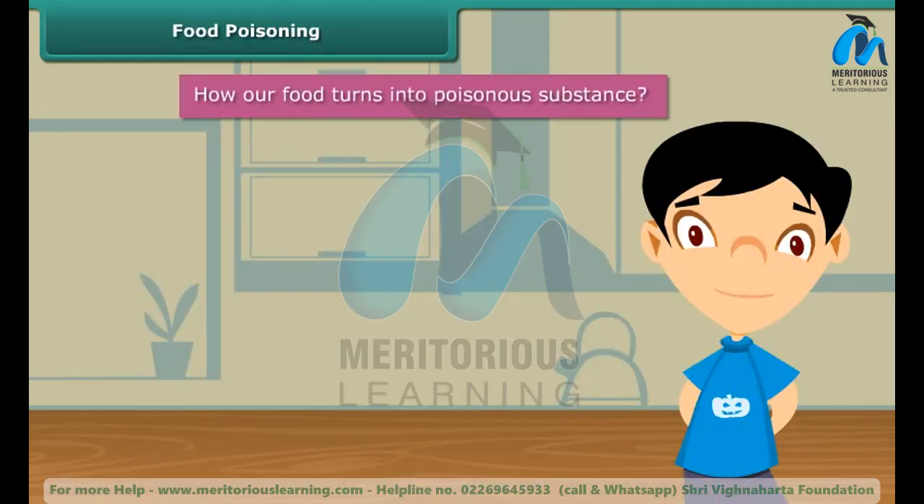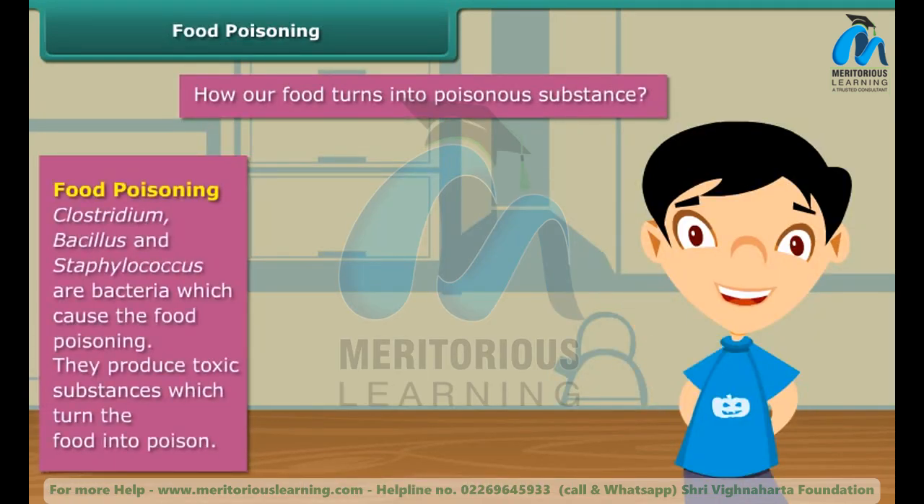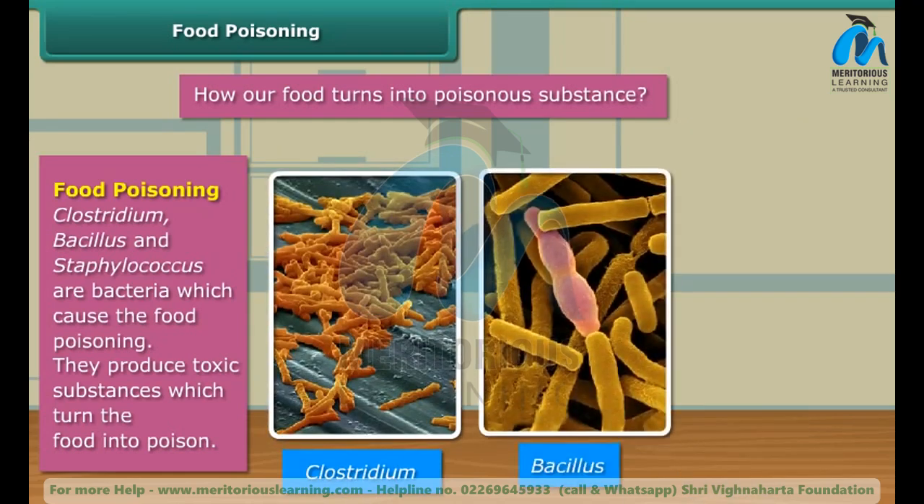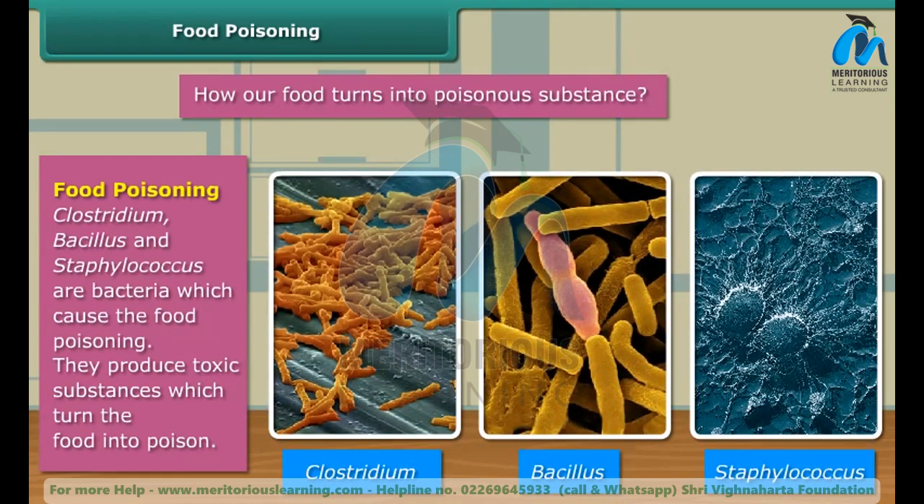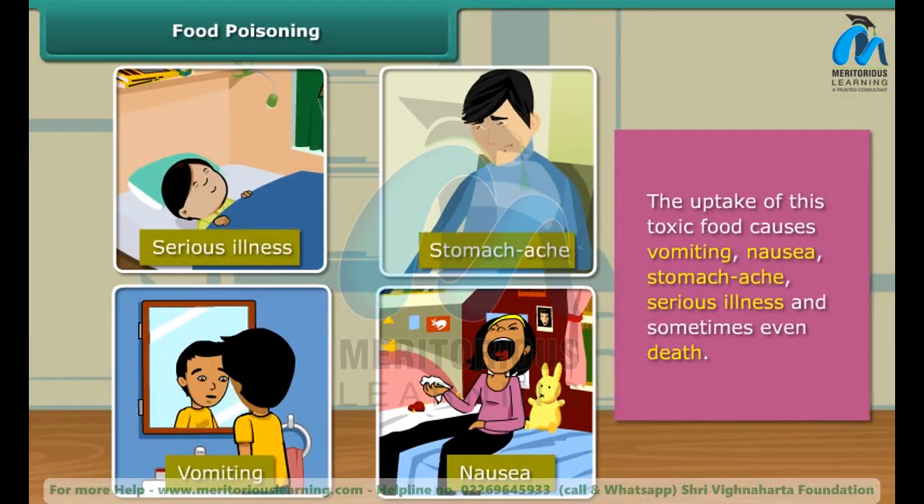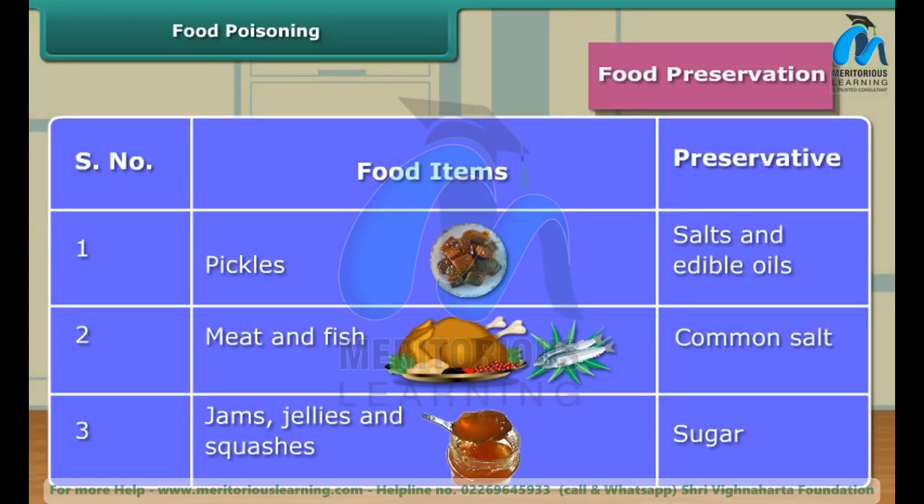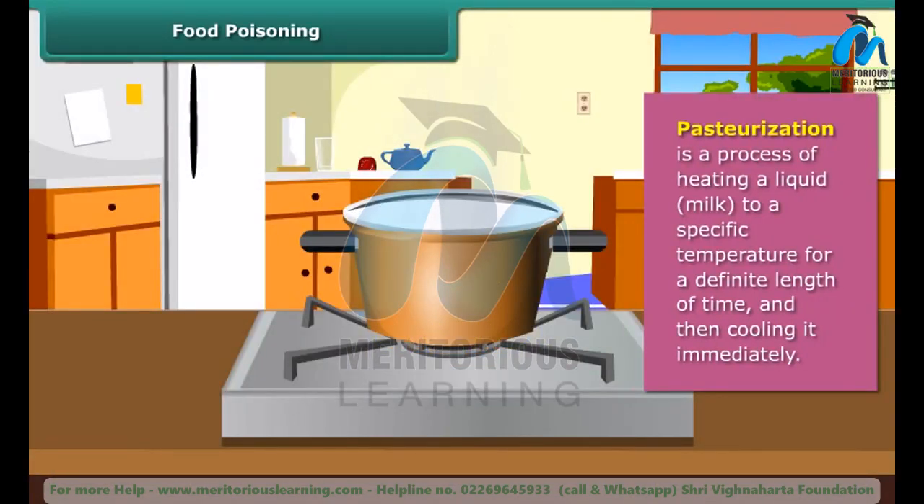Friends, in the summer season, if food is lying in the open for a longer duration, the food turns stale and finally becomes a poisonous substance. The cause of this is again the same: bacteria. There are some bacteria like Clostridium, Bacillus, and Staphylococcus which cause food poisoning. This food causes harm to us. We can preserve our food by some methods as listed below. We use the pasteurization process to preserve milk.